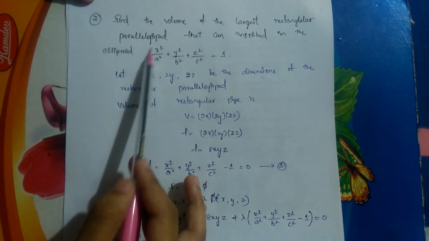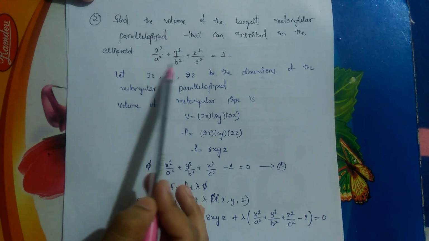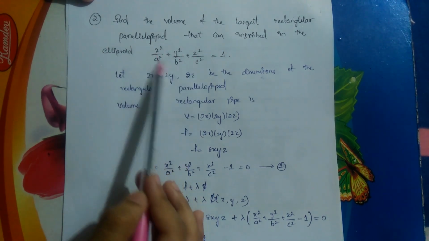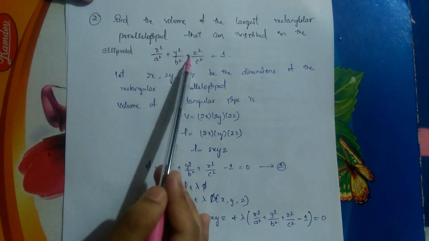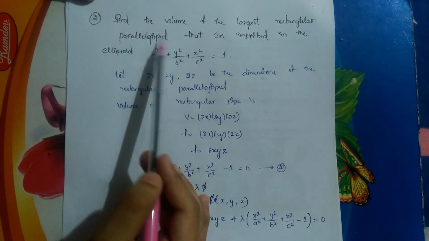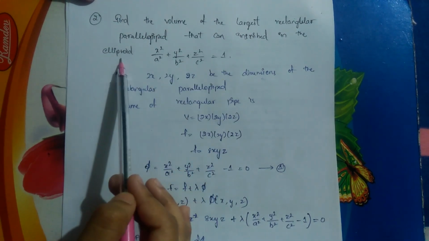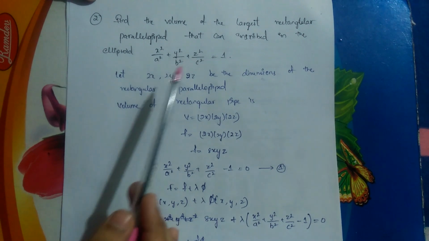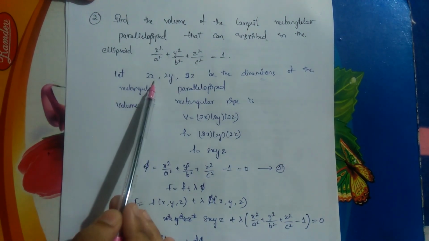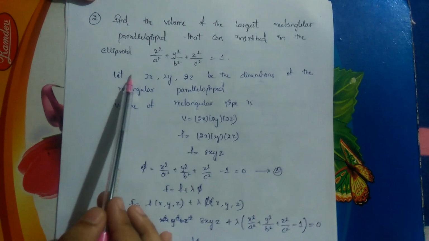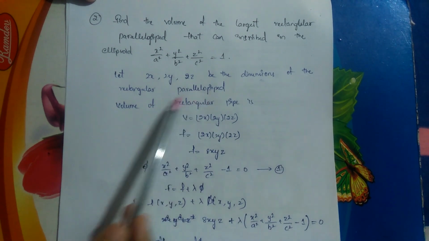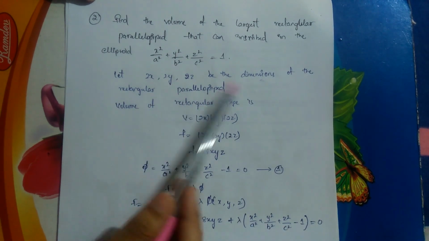If it is an ellipse, we have only two dimensions, x and y, and an ellipsoid is three dimensional, so we have three variables x, y and z. So we have to find the largest rectangular parallelepiped that is inscribed in the ellipsoid. We take the dimensions of the rectangular parallelepiped as 2x, 2y and 2z.